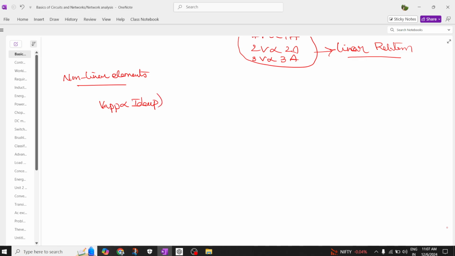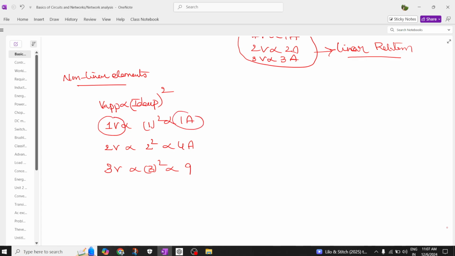For example, the developed current may be I square. So how much do you apply here? You apply 1 volt, the developed current is 1 square. You apply 2 volts here, the developed current is 2 square. So 2 square means how much? 4 amperes. Here current is 1 ampere. So applied voltage is 3 volts, the developed current is 3 square. So 3 square means 9. You can see the relation: 1 volt 1 ampere, 2 volt 4 amperes, 3 volt 9 ampere. So this kind of relation is called hyperbolic relation.